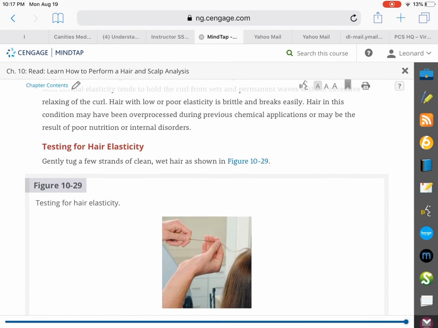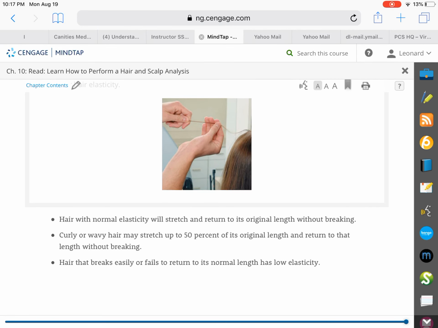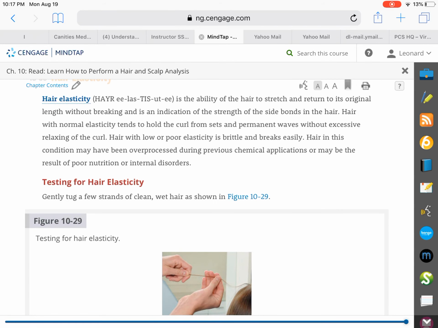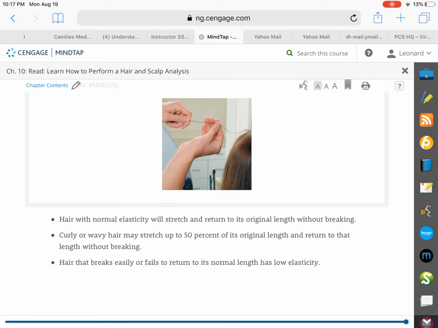This is what you do. You just tug a few strands and see if the hair returns back to its original length. If it does not, if a client has low elasticity, guess what you should do? That means the hair may have been overprocessed, or it may be the result of poor nutrition or internal disorders. So you may provide a treatment in order to fix that.